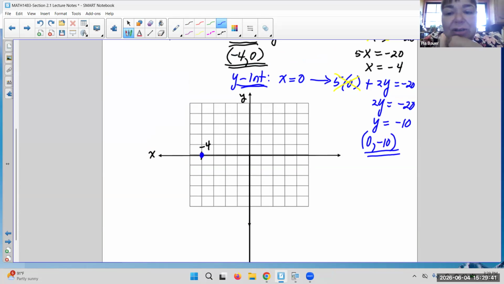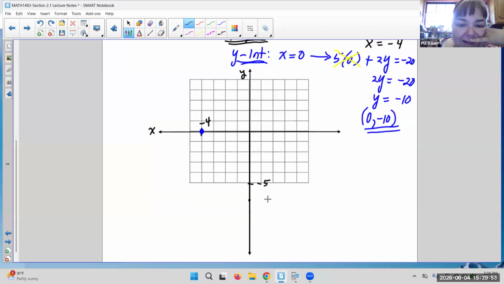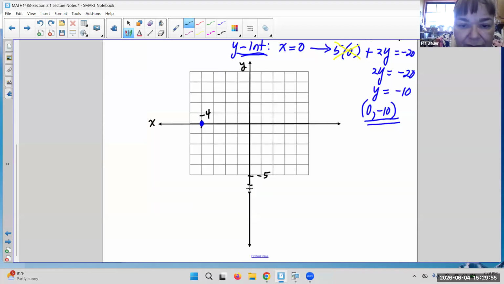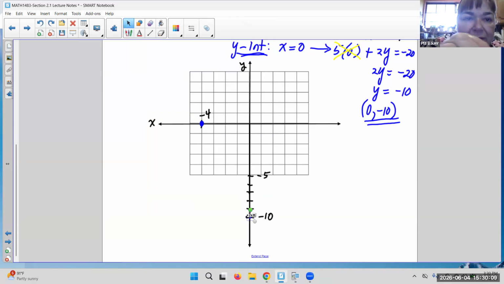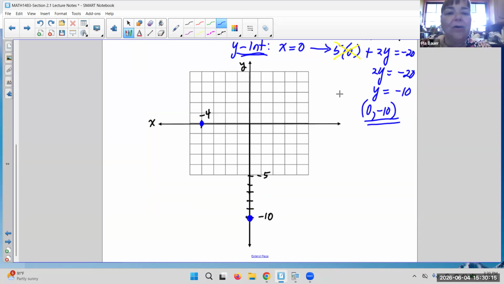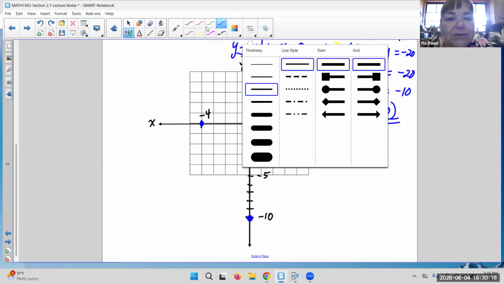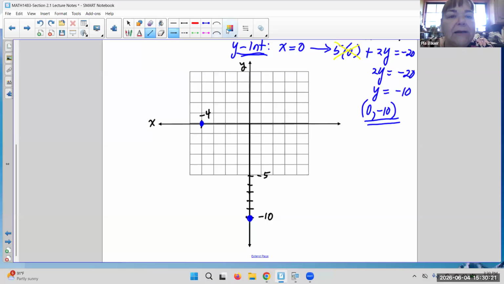Now the other point has 0 for x and a y equals -10. So I extended it because I had only to a -5 here, and I need down to a -10. So I'm going to make another 5 divisions. So the point 0, -10 will have x equals 0 and a y equals -10, and it will be right here. So now I'm going to connect those with a straight line.